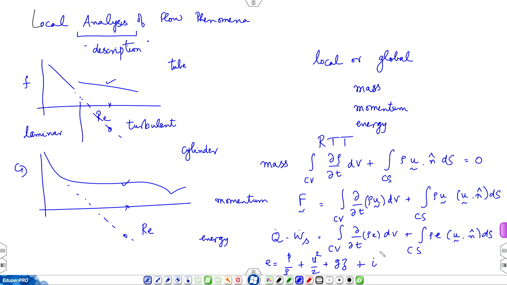So the starting point for local analysis is once again the Reynolds transport theorem written for a control volume, except that we now shrink the control volume to a point. So if it becomes a very small control volume, then the integrand has to be constant in that control volume, and that constant has to be 0, because the integral is working out to be 0. So let's look at the mass balance equation.